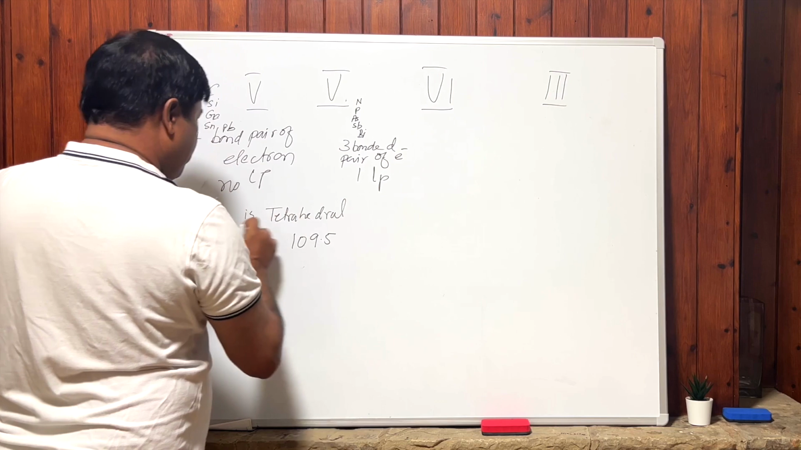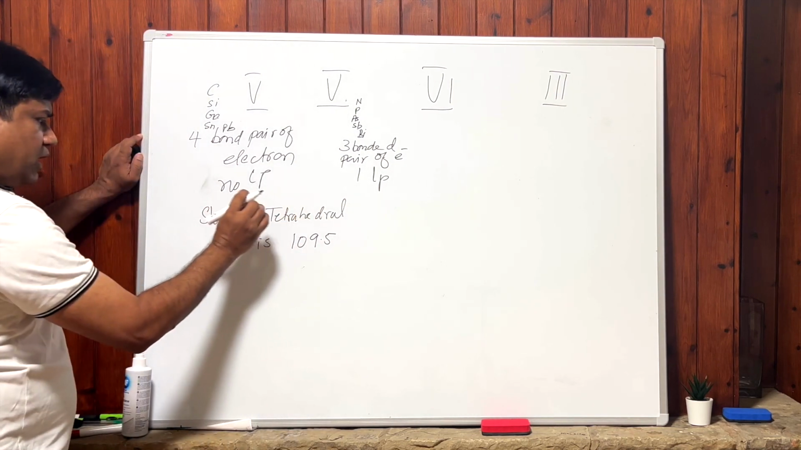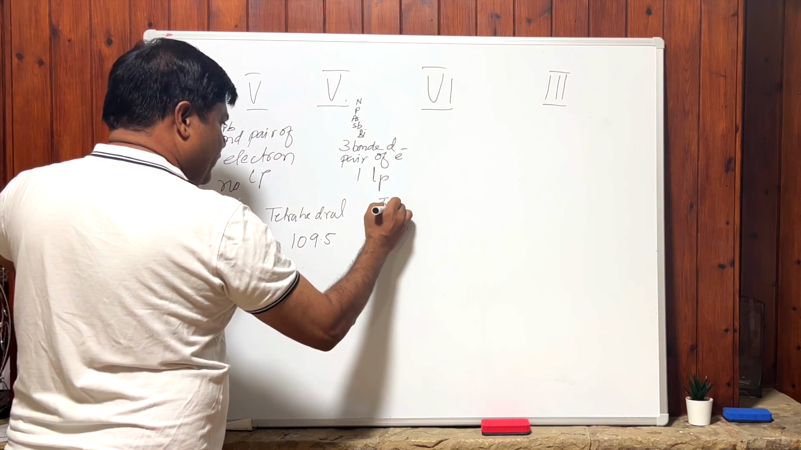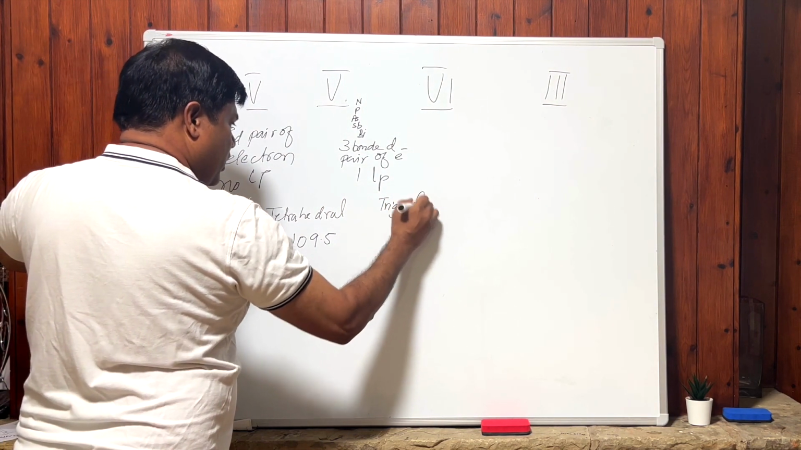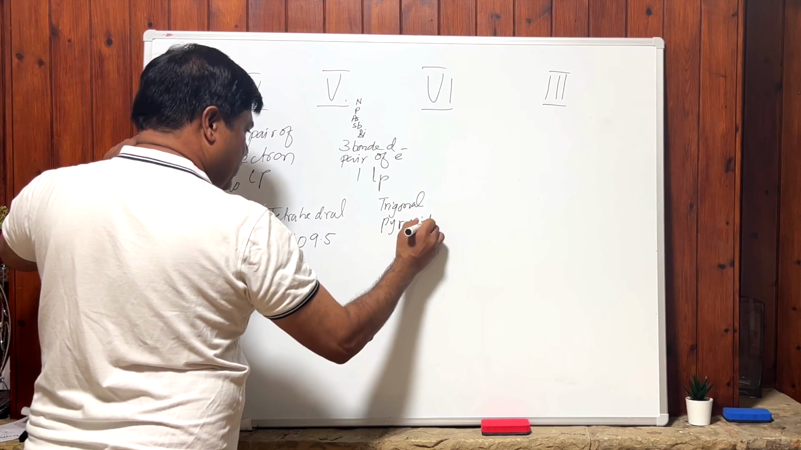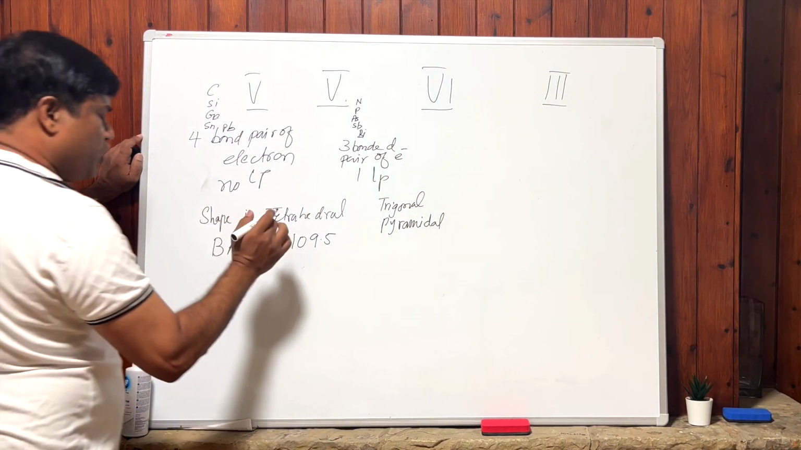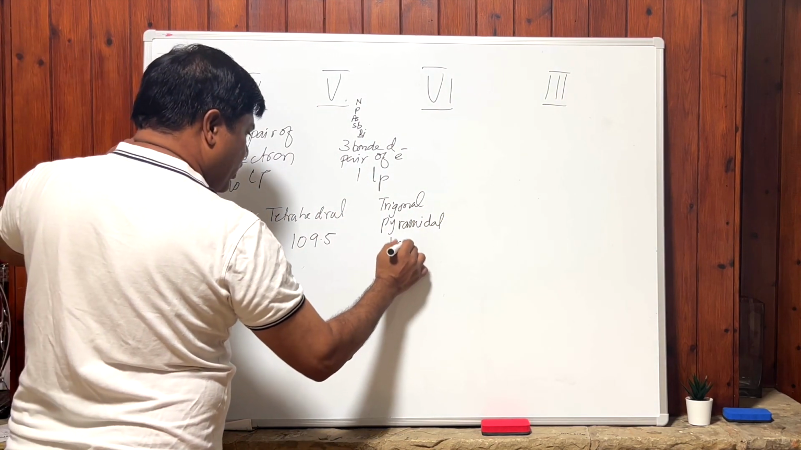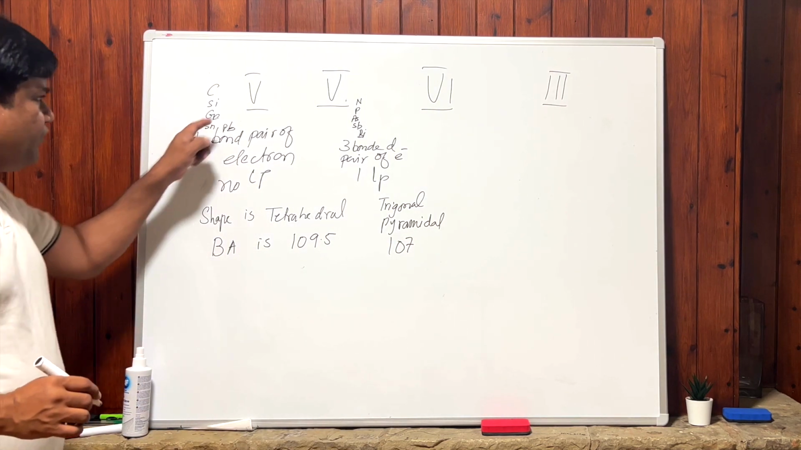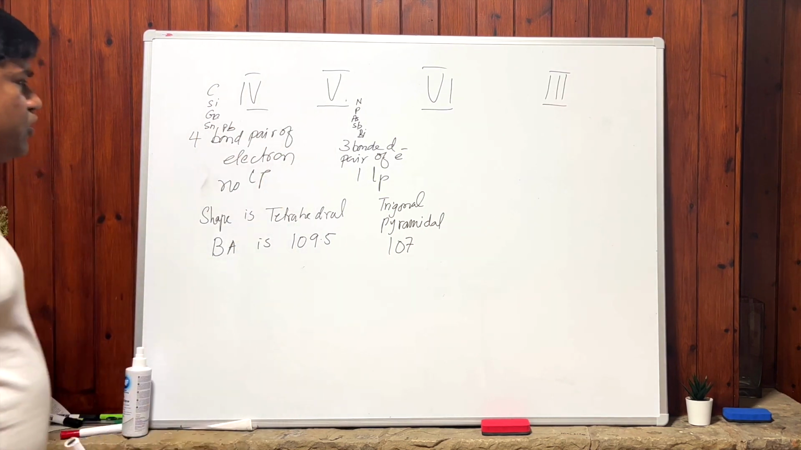The shape is trigonal pyramidal. You have to decrease the bond angle: 109.5, take away 2.5, so 107. Group 5, then group 6.